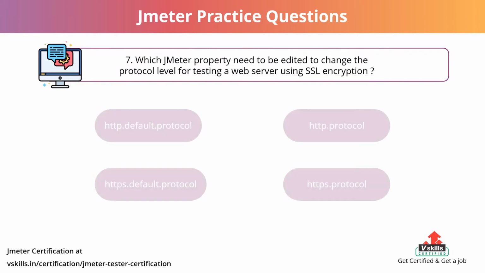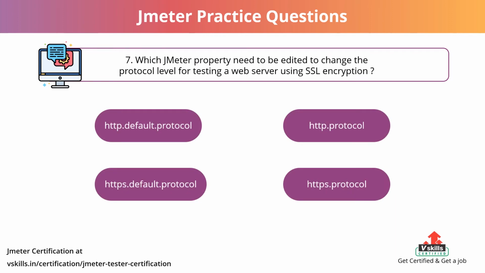Question number 7. Which JMeter property needs to be edited to change the protocol level for testing a web server using SSL encryption? The correct answer is option C.